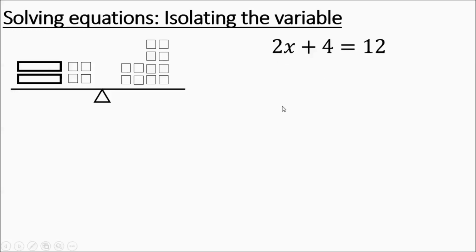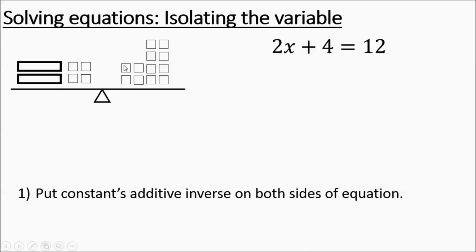The first thing we're going to do is get rid of the constant by putting the constant's additive inverse on both sides of the equation. So visually, that means we have 4 positives. We're going to put 4 negatives on both sides. If you do it to one side, you have to do it to the other side of the seesaw to keep its balance. Over here on the equation side with the actual numbers, we're going to literally subtract 4 from both sides. That's the same thing as putting a negative 4 on both sides of the equation.